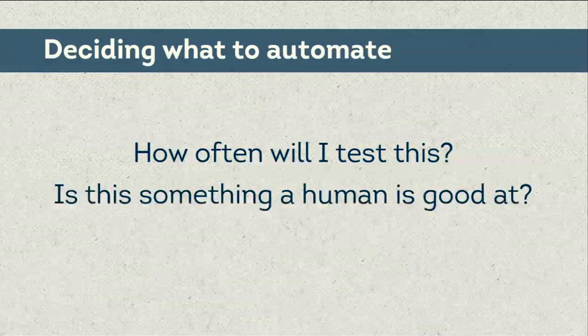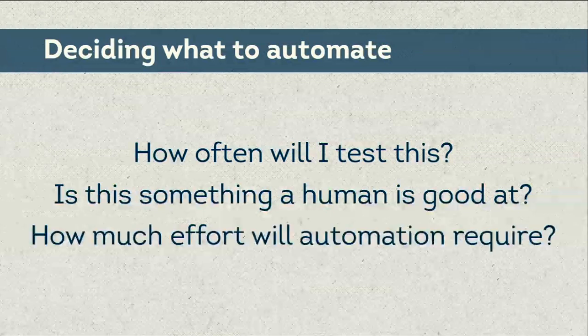Is this something a human is good at? It's really important to recognize the differences between a machine and a person. What is a machine good at? A machine is really good at repetition, number crunching, basically things that to a human we think are really painful and mundane. A machine doesn't complain, right? At least yet.